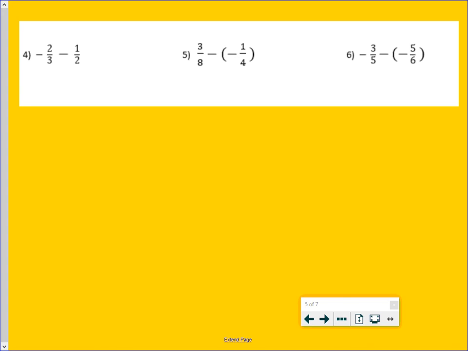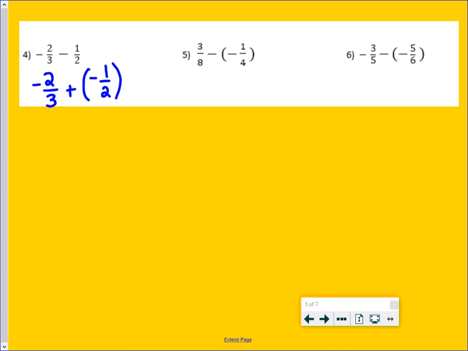Let's take a look at the next ones. Remember, when you're subtracting integers, you want to add the opposite. So for the first one, we're going to rewrite it first. We have negative 2/3, and we're going to add the opposite, so plus a negative 1/2.